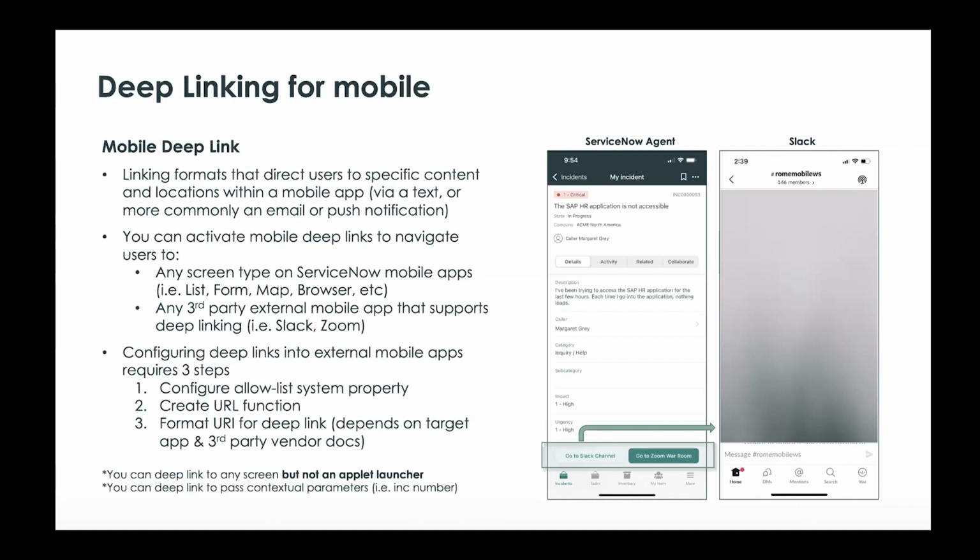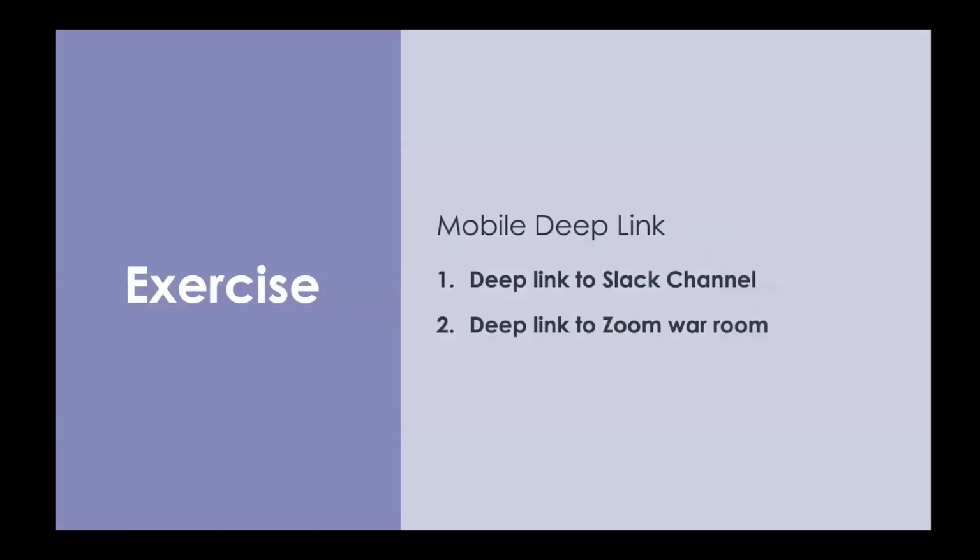Okay. A quick tip to call out here is you can actually pass parameters with these deep links as well. So if you want to go from incident record into a Slack channel, you're also able to pass parameters like incident number or short description to help expedite that conversation so you don't lose context. And Fu will walk us through some of this during the exercises. But with all of that said, I'm going to now pass it over to Fu, who's going to take us through the exercise today. We're going to deep link into Slack as the first example. And then for the second, we're going to deep link into Zoom.